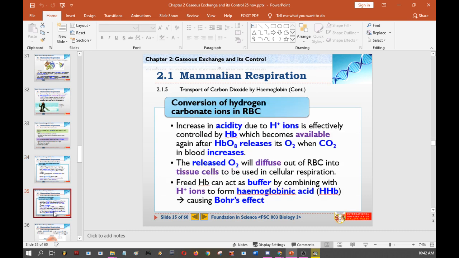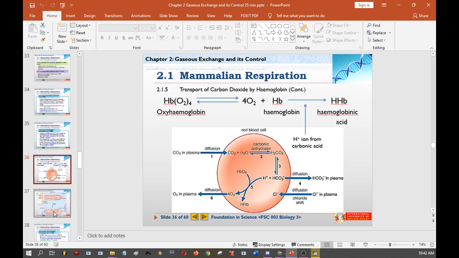The acidity will be controlled by Hb, and then the exchange will happen. O2 will be released by Hb, and Hb will take in the H plus ions, protons. This is what you call the Bohr effect. CO2 in plasma will diffuse and combine with water to form H2CO3, and then H2CO3 will release H plus and HCO3 minus. This H plus will be exchanged with O2 by hemoglobin, and hemoglobin will release oxygen. At this point, the acidity of the blood will be neutralized.